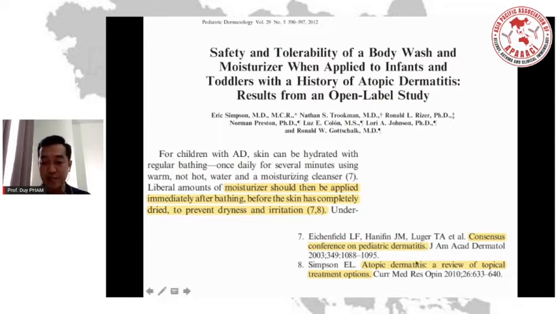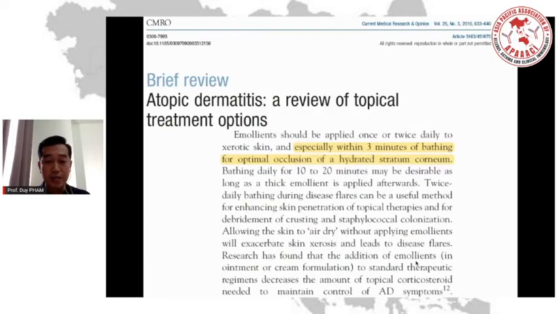The first reference was a consensus conference. And we know that consensus is not very strong evidence to support a recommendation. And the second reference was a review article. And we also looked for that article. That article also recommends to apply the moisturizer within 3 minutes after bathing. And we found that the reference for that statement was not direct, but indirect.